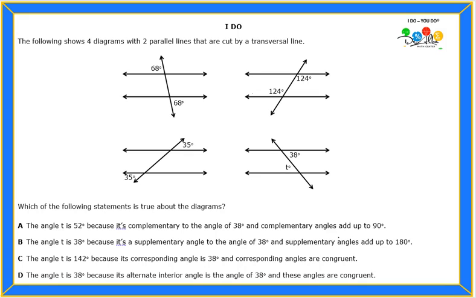Hello students, let's read the problem. And it says, the following shows four diagrams with two parallel lines that are cut by a transversal line. Which of the following statements is true about that diagram? Okay, so we're looking for a true statement, right? And I do see that the lines are parallel and they're cut by a transversal line.